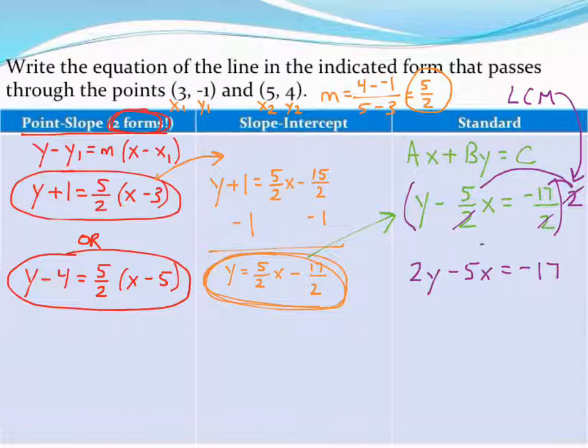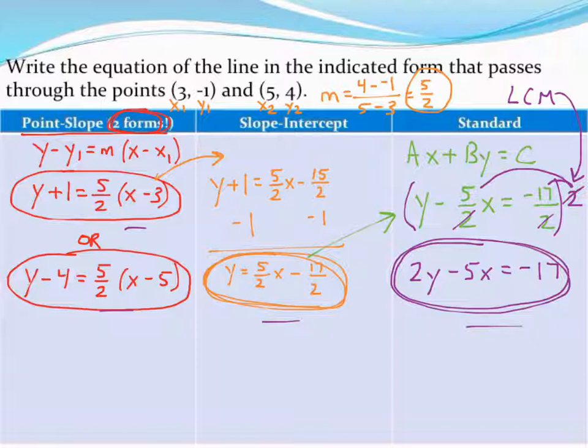So I've got x and y on the same side, and no more fractions, no more decimals, so there's my standard form. So there's my equation of the line. All 3, or 4, I guess, of those represent the same line. They're all going to pass through those 2 points. It's just 3 different forms of the same equation.